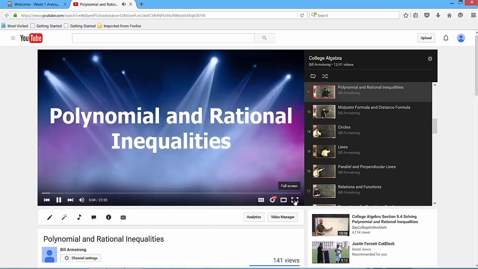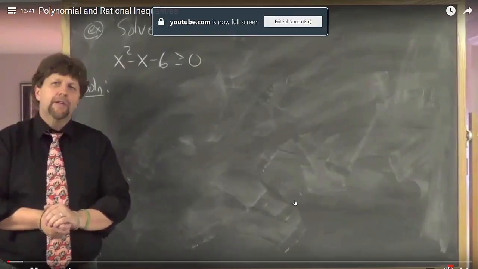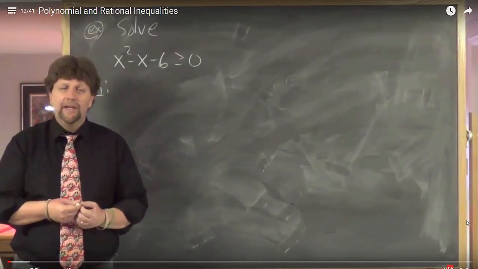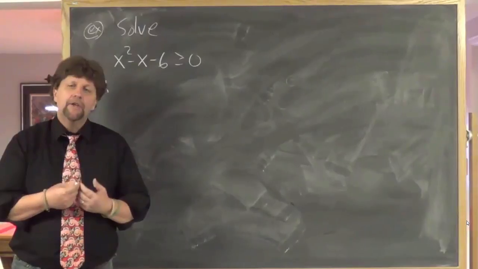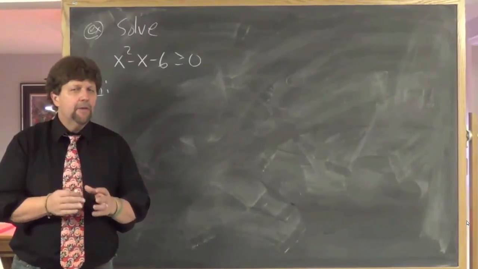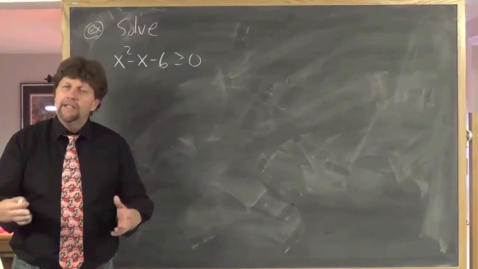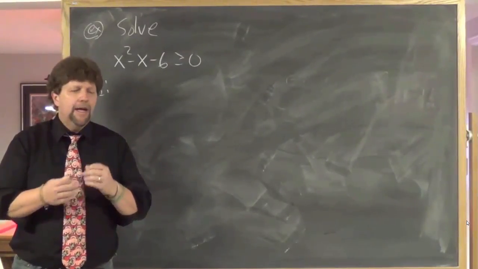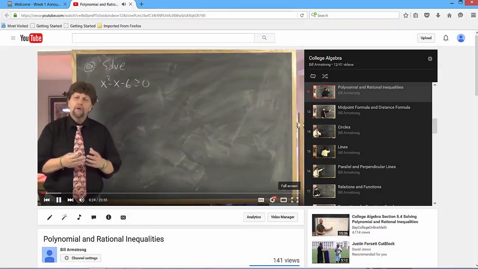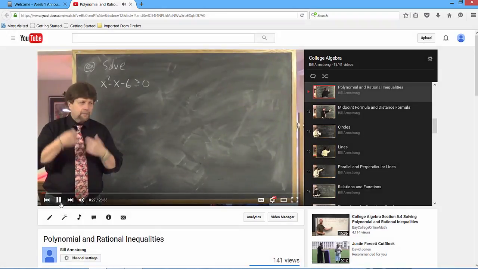Hey folks, we're going to look at how to solve some polynomial inequalities and rational inequalities. And I'm going to show you how to use a sign diagram in order to do this. It might be a little bit different than what you see in your book. We're going to get the same result. I just like my sign diagram better because it kind of organizes my work and it's a lot more visual.